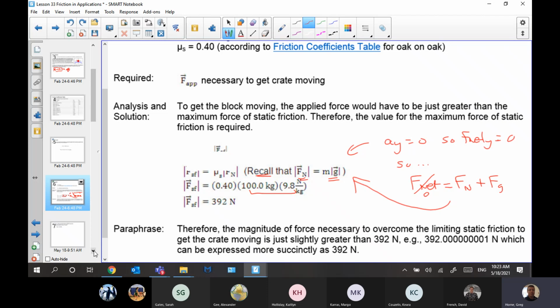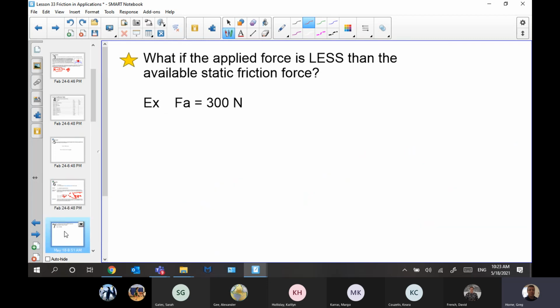All right. To make this page a little more clear, I could do Fn equals the negative Fg, and then there's your Fg value, the absolute value of Fg. All right, so the question of what happens if the force was less than the available static friction force, you need to recognize, oh okay, so I'd have F net equals the friction force plus the applied force.